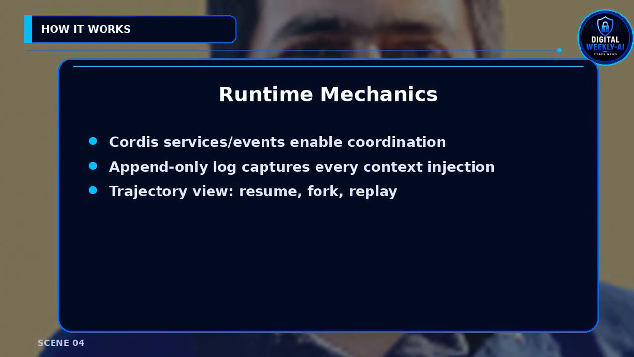Cordis provides services and events, so plugins coordinate. Everything the model sees is written to an append-only session log: system prompts, reasoning, tool calls, and results, sub-agent scheduling, and every context injection. A trajectory view supports resume, fork, search, and replay.